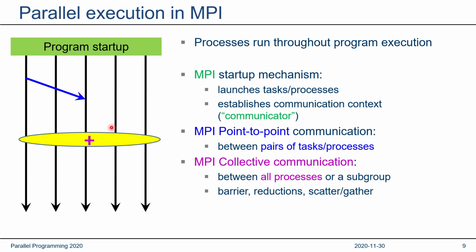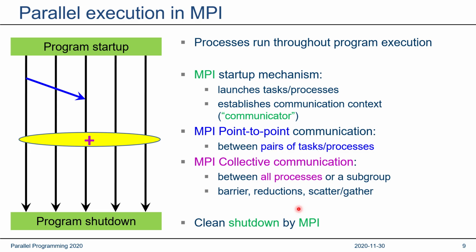In contrast, there's also MPI collective communication. This is something that happens between all processes in the program, or maybe all processes in a subgroup of the program. Examples are barriers, reductions, scatter and gather, and you know some of these terms already from the OpenMP context, where we also have barriers and reductions. In the end, of course, the parallel program must be shut down, and MPI takes care of that. Specifically, the execution environment cares not only for proper and well-defined program startup, but also for shutting the program down in a well-defined way.